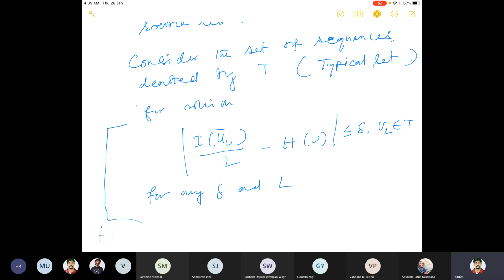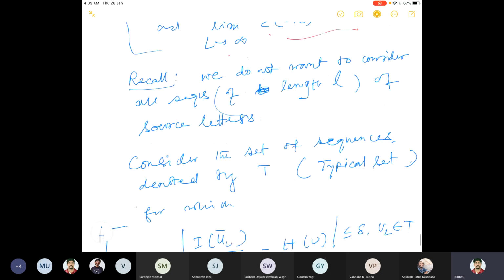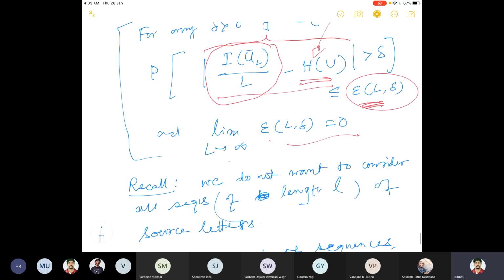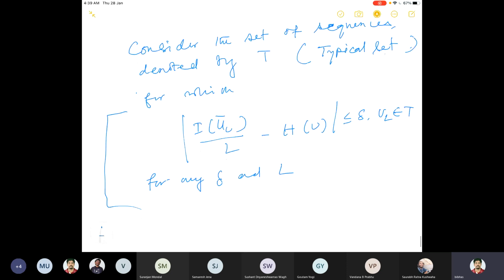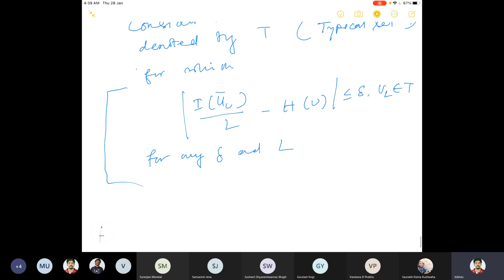The probability of the complement is very, very small when L is very, very large. So we only consider those sequences which satisfy that. If you give me L and delta both, then we consider the set of all sequences, which we call the typical set of sequences, which satisfy this.